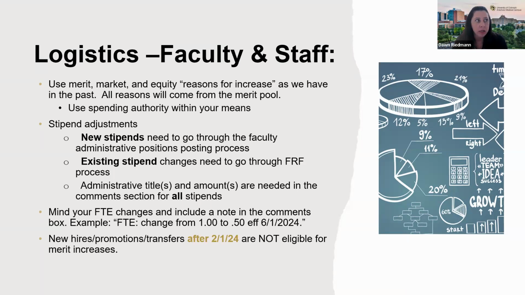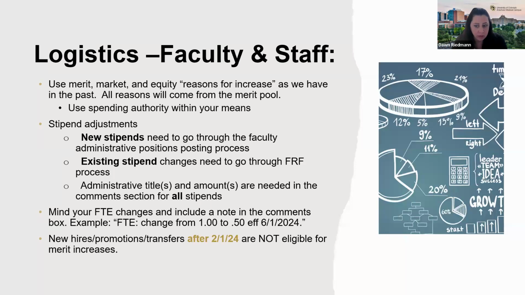If there are increases or changes with stipends on your regular faculty positions, you'll want to make sure to capture those because of the salary upload, because we want to make sure their compensation is correct when July 1 comes around. So if there are any changes, deletions, or removals of stipends, please go through the FRF process, which is a Smartsheet through Faculty Affairs.